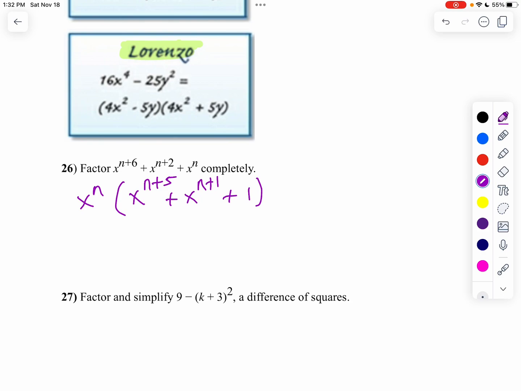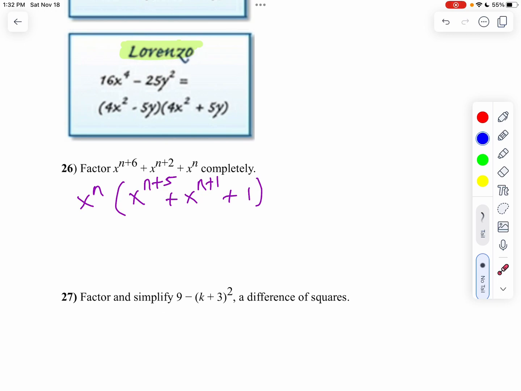Now, this doesn't factor any further because n plus 5 is not an even power that I could break apart. And then this 1 was a perfect square, so the only factors I could have are 1 and 1. And I can't break that down to get n plus 1, so we're done.